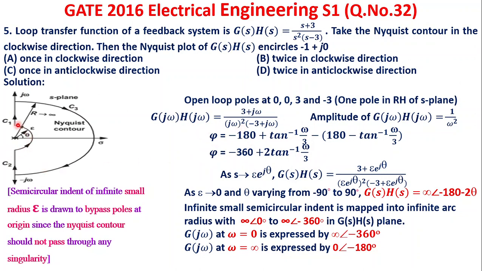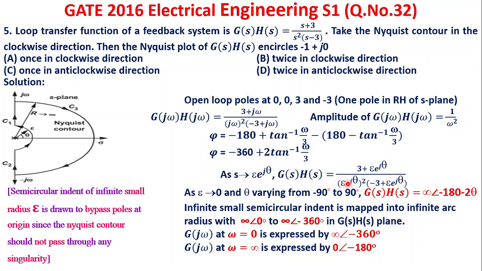Now we will have to map this also, because there are two poles at origin. So as epsilon tends to 0, theta varies from minus 90 to plus 90 for this small radius, that is epsilon e power j theta. So here s is put as epsilon e power j theta: 3 plus epsilon e power j theta, s square is epsilon e power j theta whole square, and minus 3 plus s means minus 3 plus epsilon e power j theta. Now as epsilon tends to 0, this is 0, this is 0. So 3 by minus 3 is minus 1. What do you mean by minus 1? Minus 180 degrees, because the angle of minus 1 is minus 180.